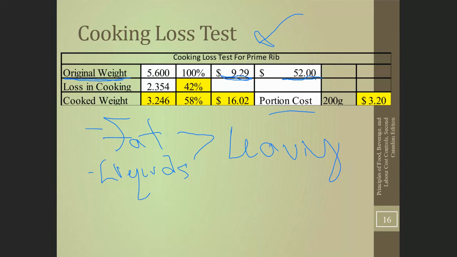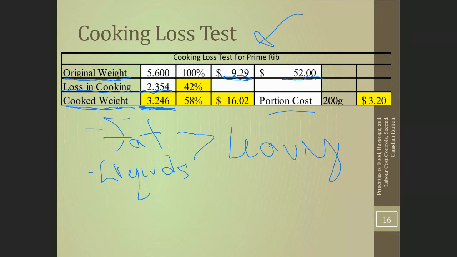Let's say we cook the prime rib, so we tie it, we put some grainy mustard on it, and we put it in the oven, we bake it at a specific temperature for a specific amount of time, and then we lose some liquid. So we have some loss in cooking. In this case, we lost 2.354 kilograms in cooking it, which means that it has a cooked weight of 3.246 kilograms. That's 5.6 for the original weight, subtracting the loss in cooking. So this is what our prime rib weighs now that it's ready to be sliced and served to guests.